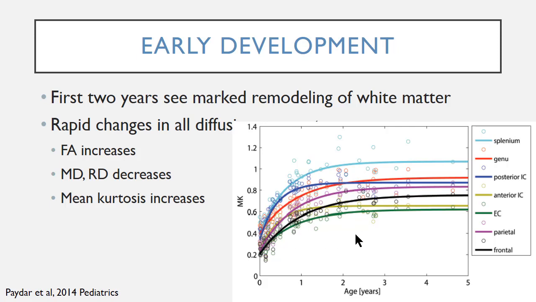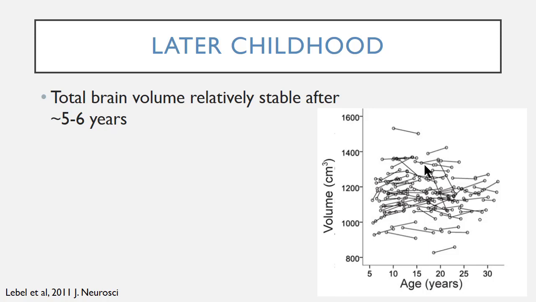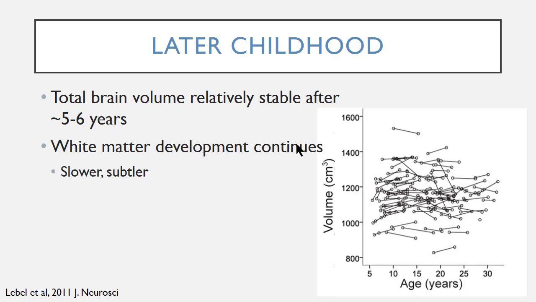And if you only looked at this type of data, you might think that development stops around 2 or 3 years. It certainly looks like it does. You can also look at total brain volume, which doesn't really change during childhood and adolescence, and you might conclude that there's not a lot going on. But of course, we know that there is quite a bit happening and that white matter development continues beyond this age range. It's just slower and more subtle than it is at the young age ranges. And the rest of my talk is really going to focus on white matter development after approximately age 5 up until young adulthood. You'll hear about the rest of the age range after.